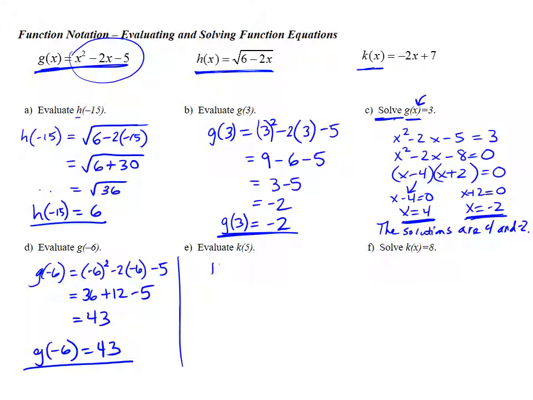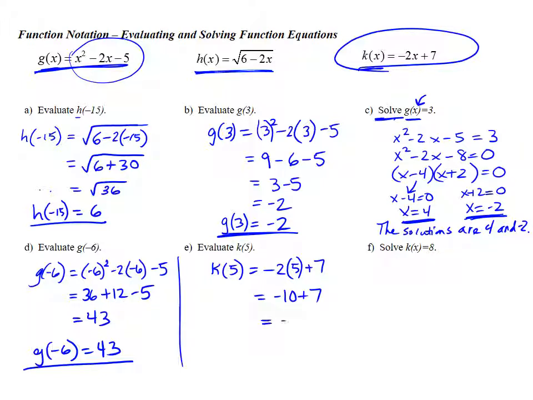k of 5, we're now working with the function k. Put a 5 in where you see x, negative 2 times 5 plus 7. Calculate, negative 10 plus 7, that's equal to negative 3. So k of 5 is equal to negative 3.